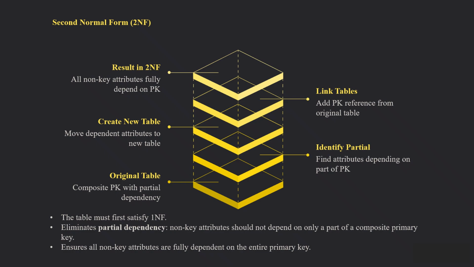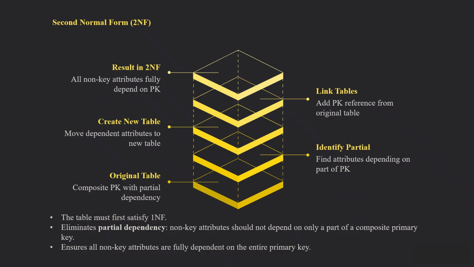Second normal form. The result in second normal form is that all non-key attributes are fully dependent on the primary key. So we create a new table for the dependent attributes. The original table has a composite primary key with partial dependency. Link the tables by adding a primary key reference from the original table. Identify partial dependencies: find attributes depending on part of the primary key.